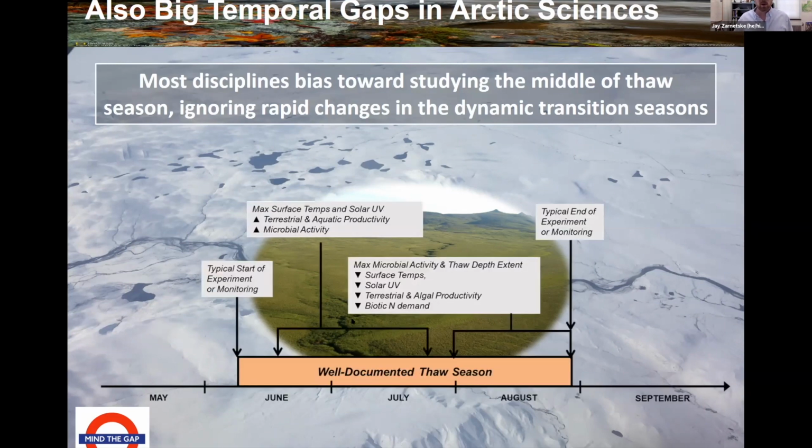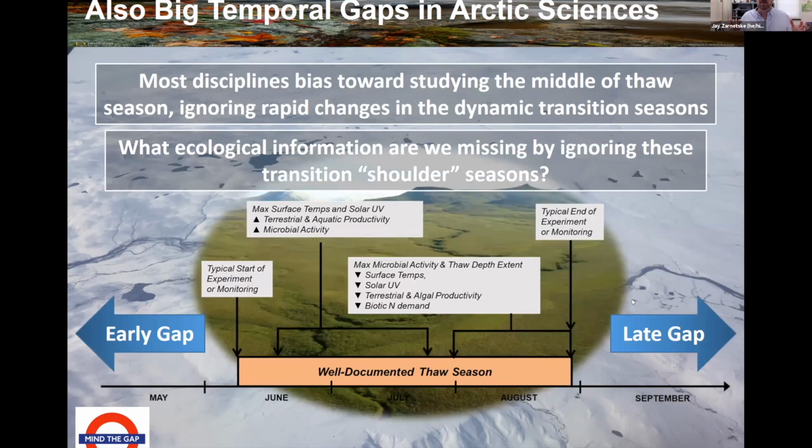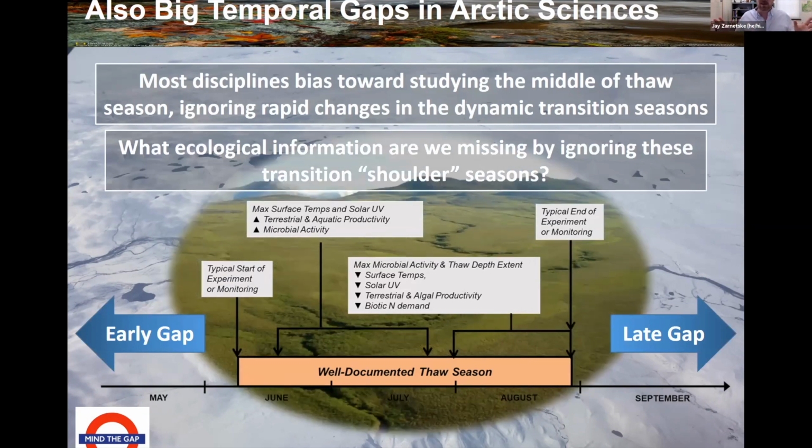And we've now quantified for most studies that most of the work is done between June and August. But we know that there's water flowing and there are things happening in May and in September. With the rapid warming of the landscape, this gap is increasing through time. So we've got to really focus and do the hard work to collect both the early and the late season, what we call the shoulder seasons, where we have not been studying.